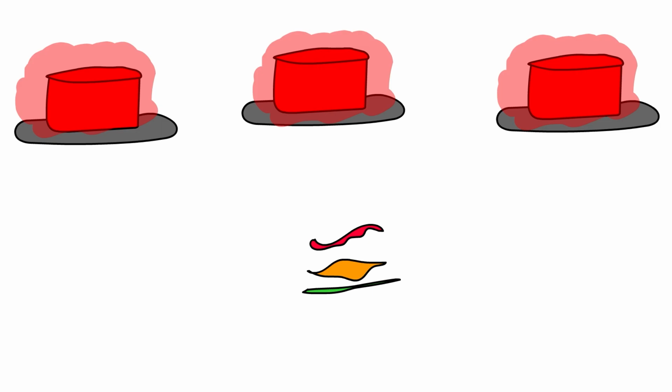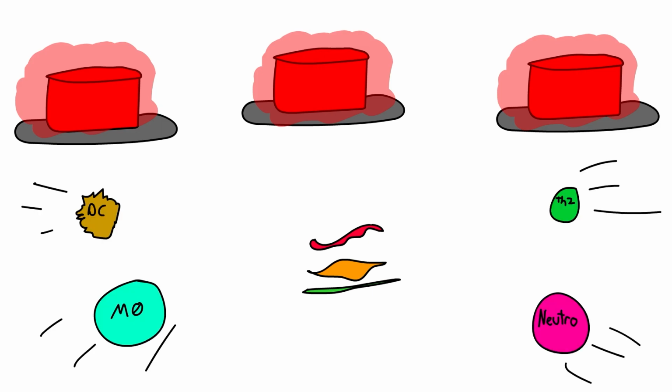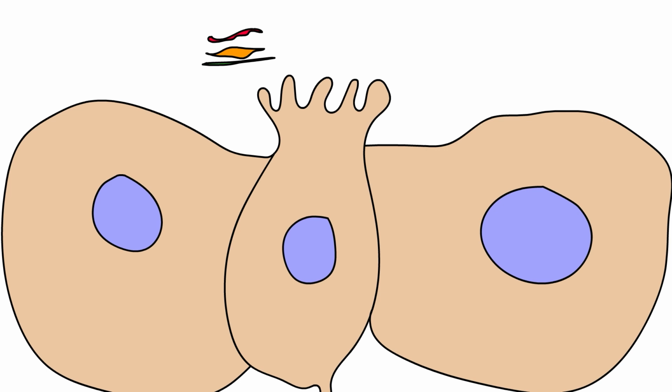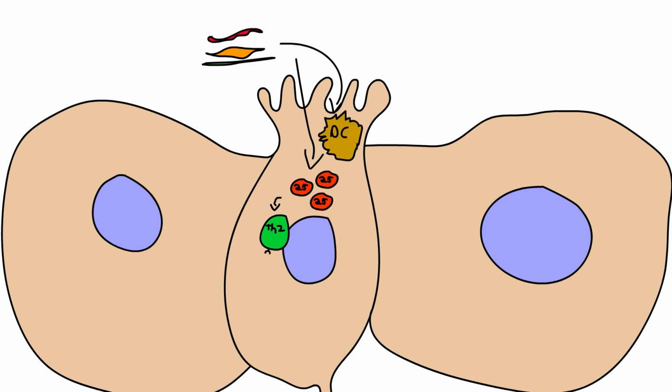Immediately, sirens go off, cells ready battle stations, all hands on deck. Tuft cells in the gut are one of the first to respond and secrete interleukin 25, which stimulates production of Th2 helper cells, alongside MHC class 2 presentation from dendritic cells in the mesenteric lymph nodes.